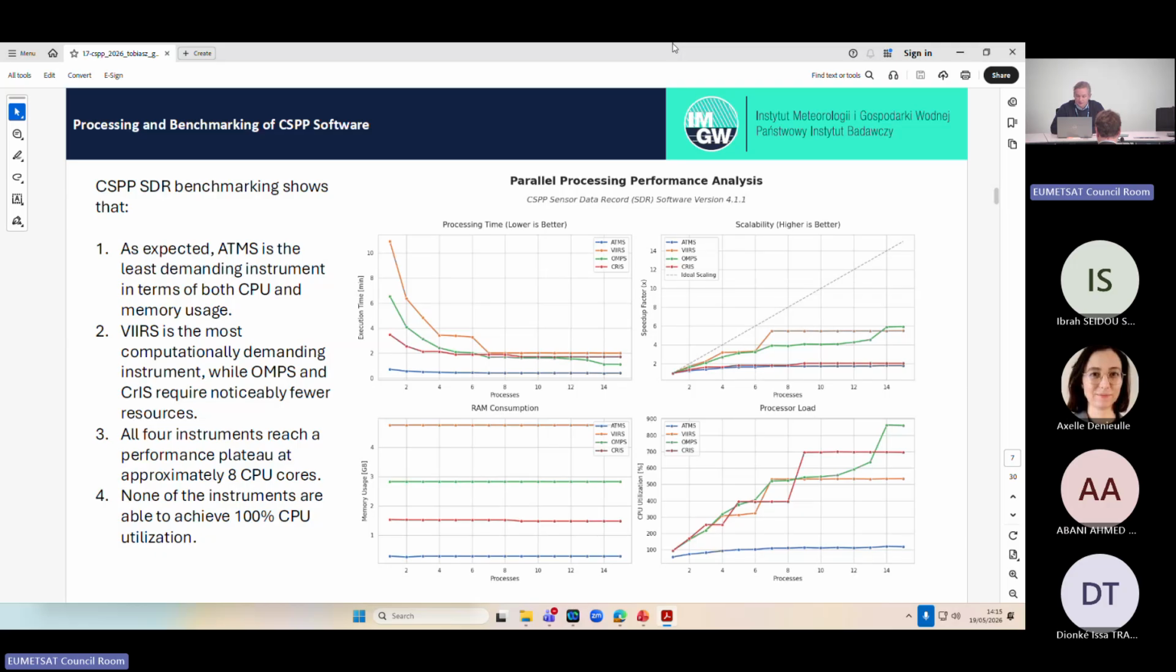Interesting is CPU utilization, because none of the instruments are able to achieve 100% CPU utilization. For example, for the VIIRS instrument, if we choose 8 processors, the utilization is around 500%.